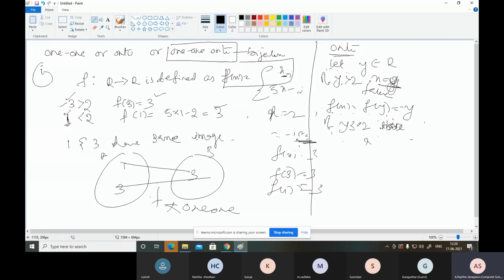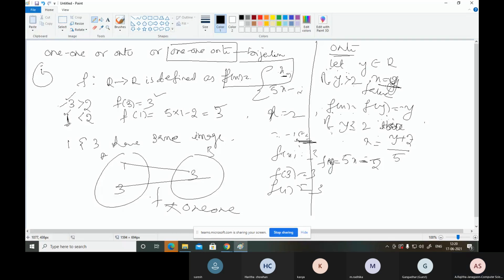So if y is less than or equal to 2, then x equals (y plus 2) divided by 5. Because here the function is f of x equals 5x minus 2. Sorry, f of x equals 5x minus 2. So f of x equals y, so y equals 5x minus 2. So here y plus 2, x equals (y plus 2) divided by 5.